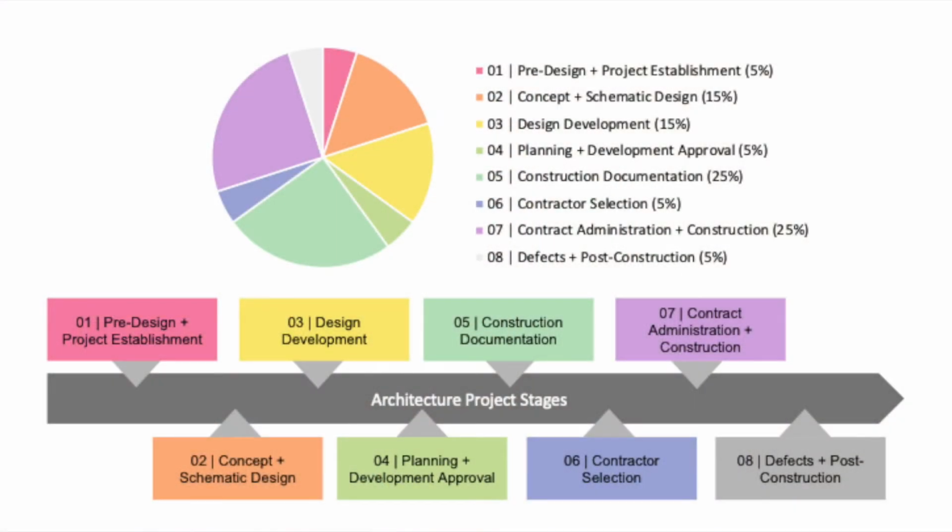Let's get started. This diagram shows the breakdown of the stages of an architecture project. The percentages are indicative and of course it may vary between projects. But what is important to note is the proportion of design, about 30%, compared to the remainder of the project. So this may come as a surprise to many students. The first stage is pre-design and project establishment.